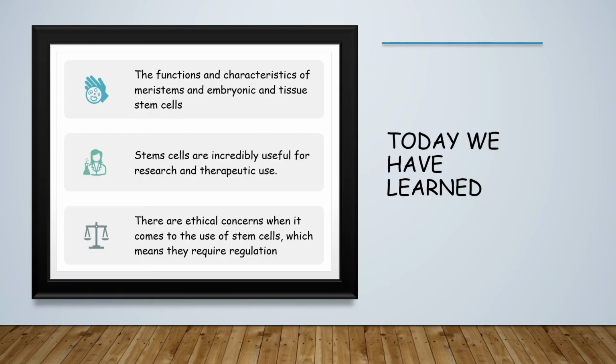And that brings us to the end of today's lesson. We've talked about the functions and characteristics of meristems, embryonic and tissue stem cells. I also mentioned that stem cells are incredibly useful for research and therapeutic use, but there are some ethical concerns when it comes to the use of stem cells, which means they require regulation. I would say it's worthwhile for you to understand those ethical concerns, as well as having a couple of examples of the uses of stem cells within therapy and research.